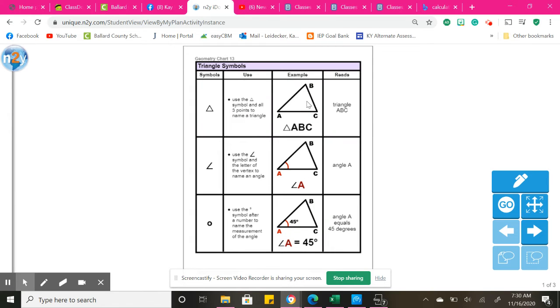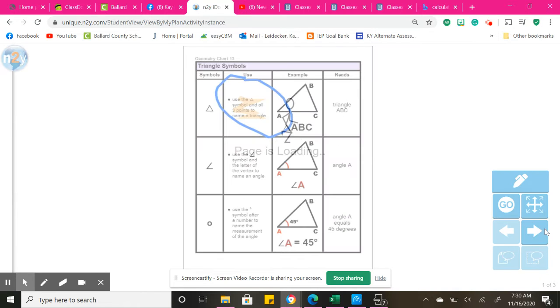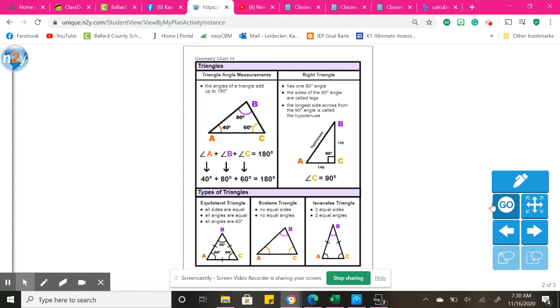So our very first one talks about different types of triangles. So remember, you can click on these, it'll read it to you. You have your marker to take notes on, your highlighter to highlight things. So let me go to our next slide here. So it's talking about different triangles.